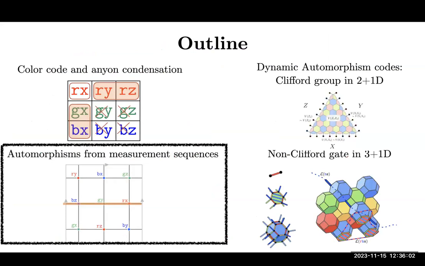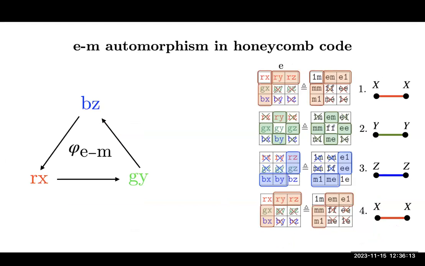So now let me show you how to compute these automorphisms for measurements. And also I wanted to show you how the logical information is preserved. So the measurement schedule in the honeycomb code is, for red, you condense red X, green Y, and blue Z. So let's track this path.